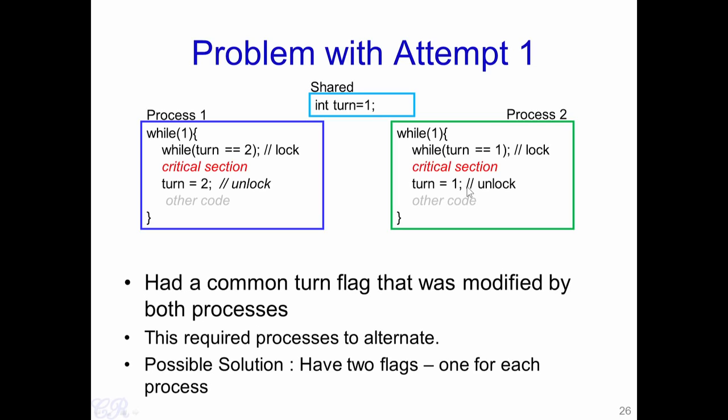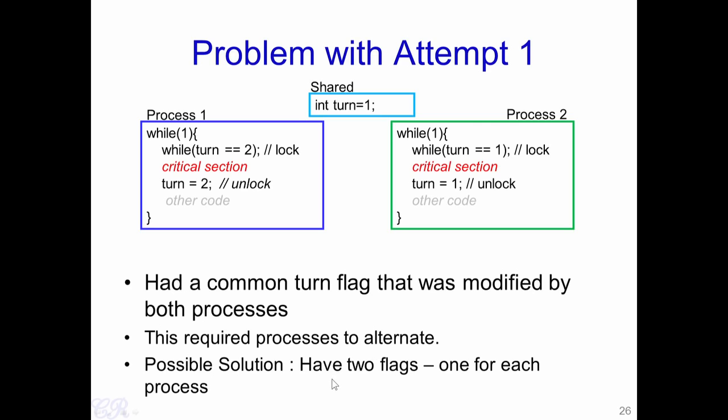The main drawback or the main problem with our first attempt to solve the critical section problem was that it used a common turn flag that was modified by both processes. So, this turn flag was set to 2 in process 1 and set to 1 in process 2, and this forced the two processes to alternate execution in the critical section.